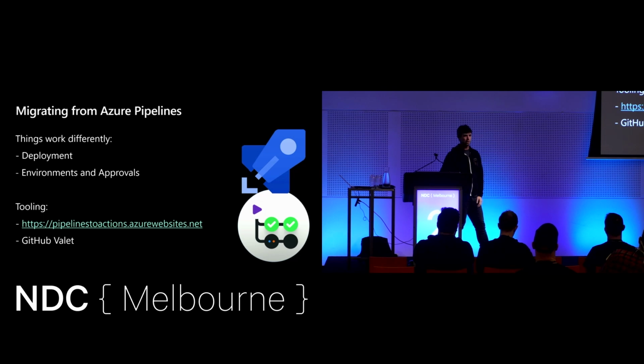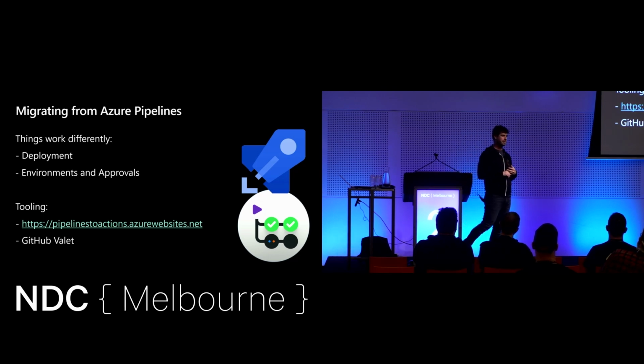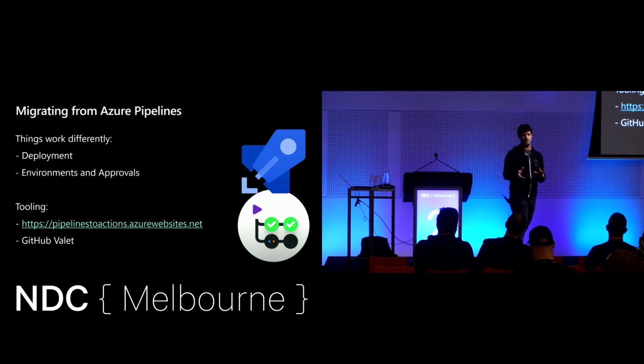If you want to do a lot more migration, not just from Azure Pipelines, but from Azure DevOps or from the Atlassian toolset or any of those other ones, there is a tool called GitHub Valet. Now, there's a repository for it. I don't have a link for it on here because you can't just get it and run it.